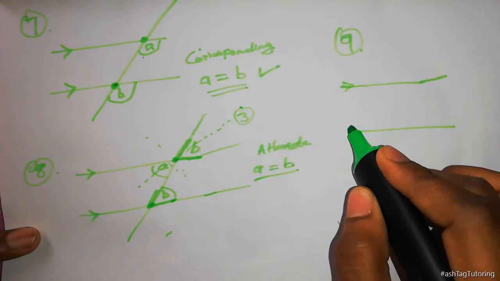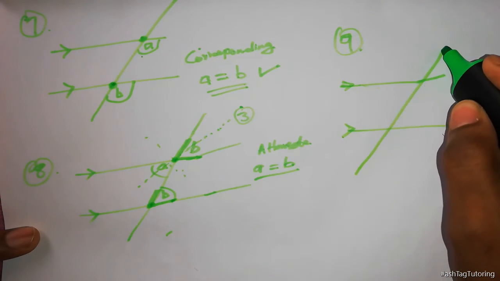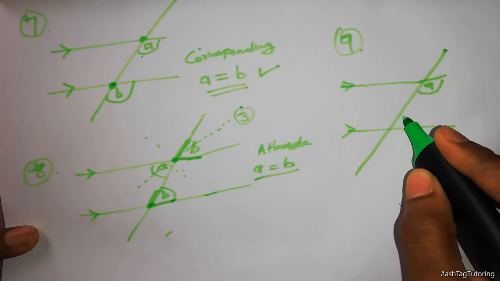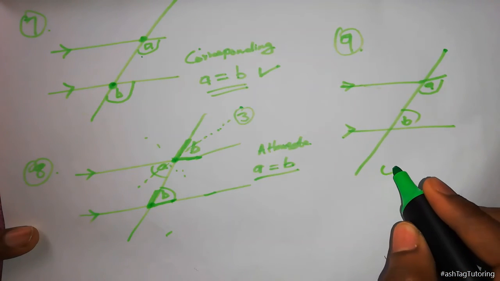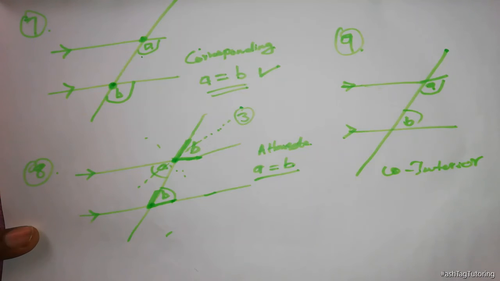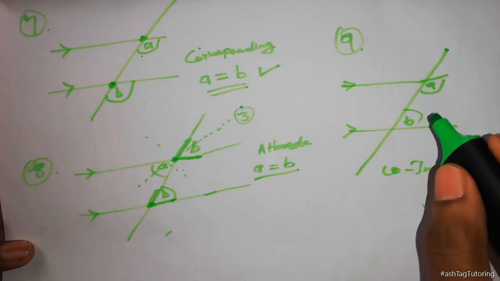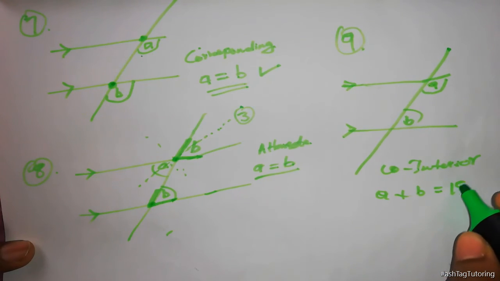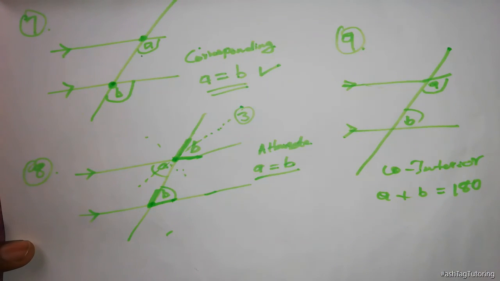Rule number 9, two lines parallel to each other and they are crossed by one line. If you look at this, if you have angle A and angle B as they are, remember, those two points are the same. Therefore, A and B are said to be co-interior angles. The reason being because they both add up to 180.